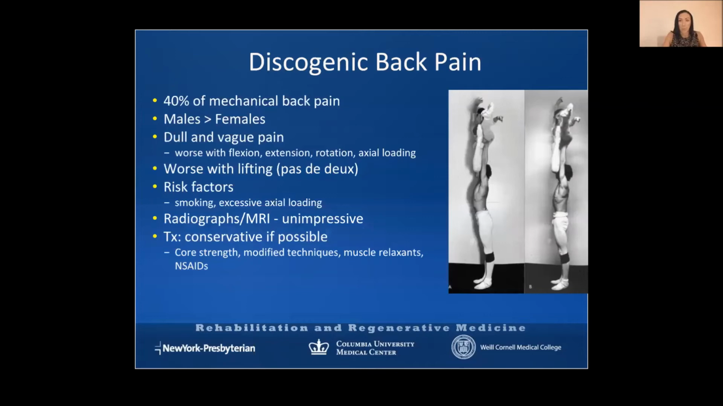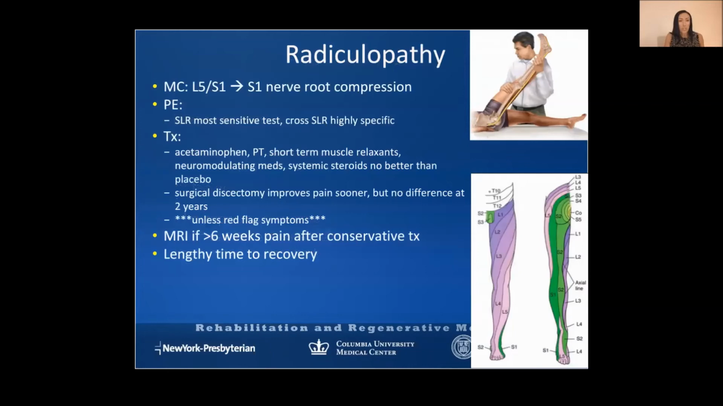With radiculopathies, these are usually due to compression of a nerve root from a herniated disc, and S1 is the most commonly affected. The straight leg raise, which is the test that we see up in this right-hand corner, is the most sensitive test, and then the crossed straight leg raise is the most specific.